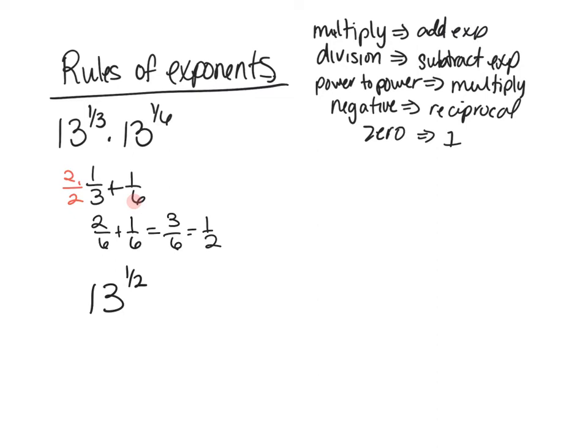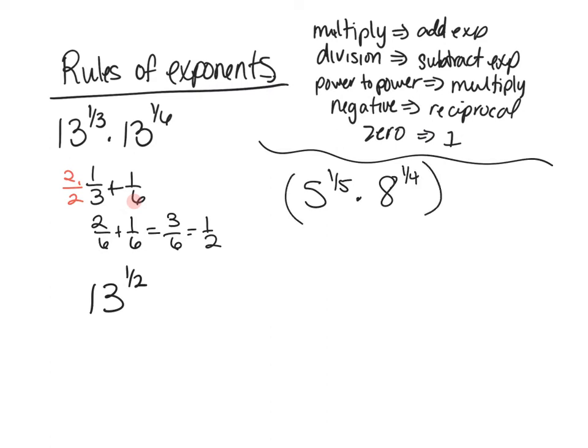All right, let's look at another one. 5 to the 1/5 power times 8 to the 1/4 power, all to the 5th power. Can I combine when I have different bases? No. So what property is this? I can't combine those, so I can't use the multiplication property. They don't have the same base.